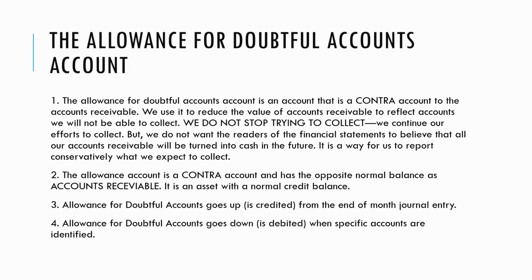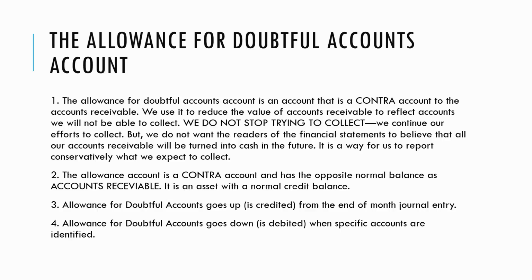It is the opposite of a normal balance of accounts receivable in the allowance account, so it has a normal credit balance, and it gets credited at the end of the month. So you're creating this account at the end of the month as an adjusting journal entry.